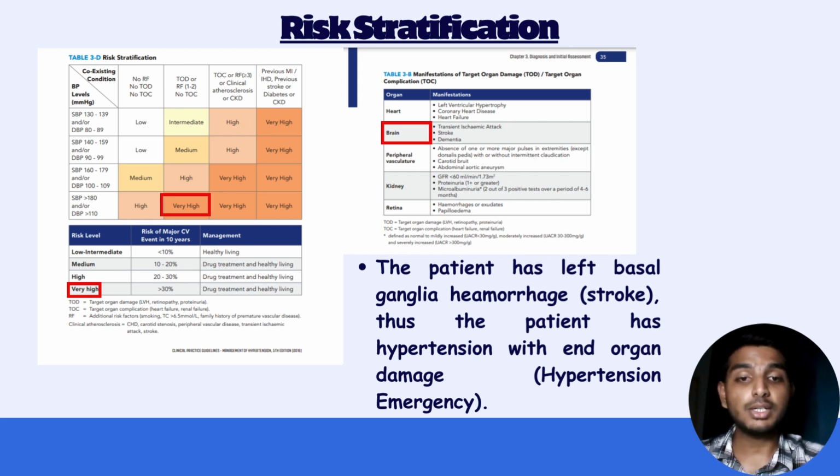So, the patient also had left basal ganglia hemorrhage, which is a type of stroke. This indicates that the patient has target organ damage. So it has been confirmed that this patient has hypertension with organ damage, which is also known as hypertensive emergency.